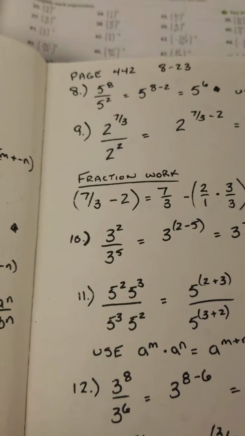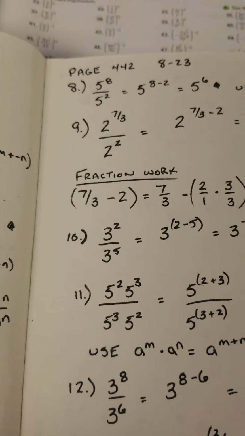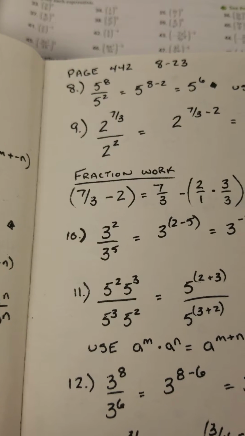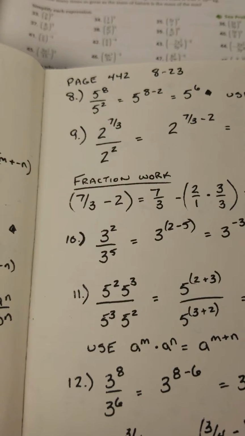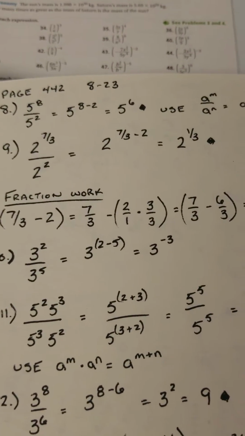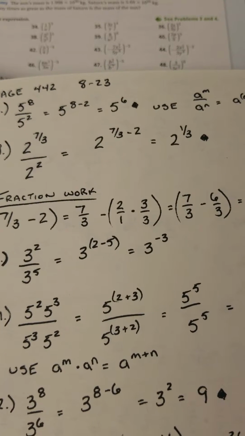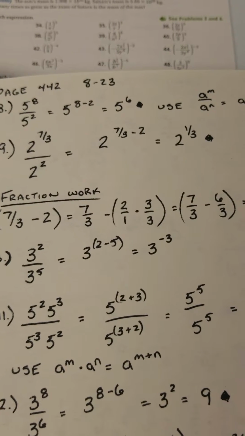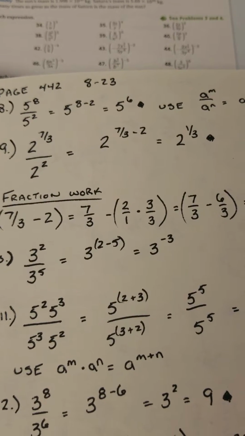Now number 9 here has a fraction. We haven't got into the radicals yet for our exponents. That'll be in the next section, 7.5. In this one you're going to take 7 over 3 and subtract 2, and you're going to get 2 to the 1/3 power, which is the same as writing the cube root of 2.